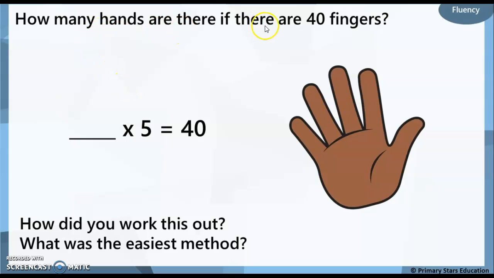So how many hands are there if there are 40 fingers? We should know that we've got 5 fingers on each hand. So we're going to be counting in 5s up to the number 40. 5, 10, 15, 20, 25, 30, 35, 40. I've got 8 fingers up, so 8 times 5 is 40. Even though this is a missing number, we can use our knowledge, we can see that that's times 5, and we can do it all the way up to 40, so then we can find that missing number.